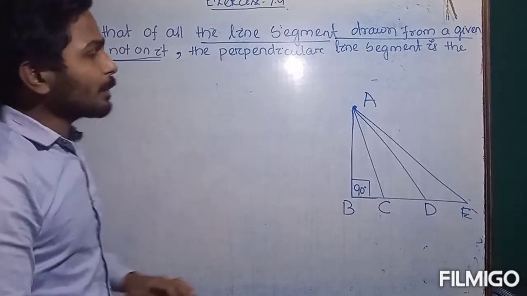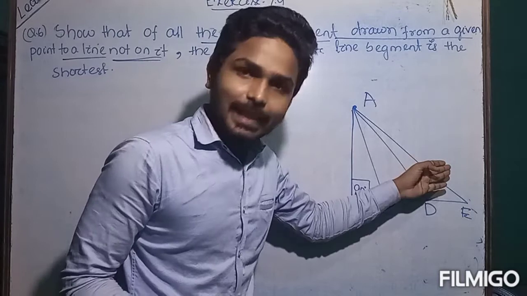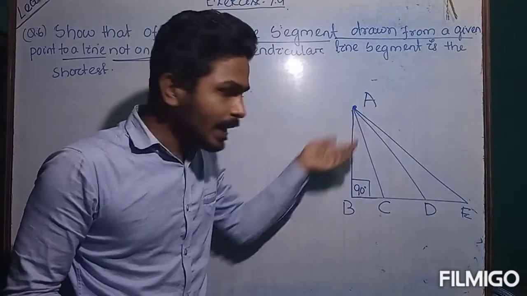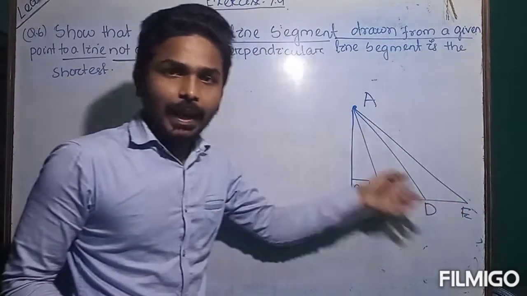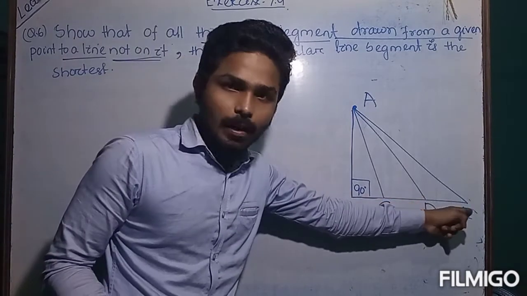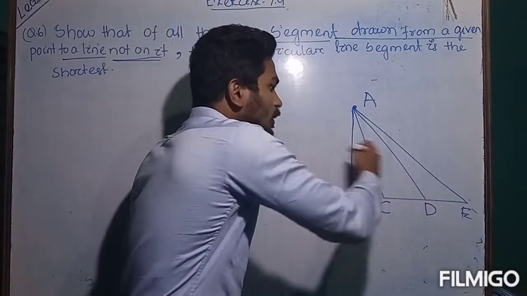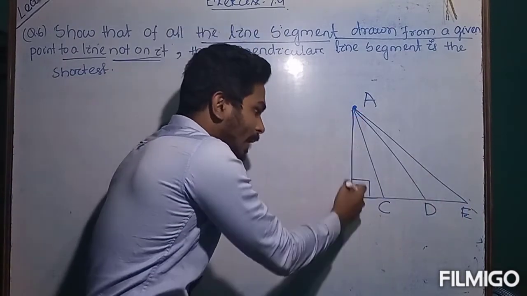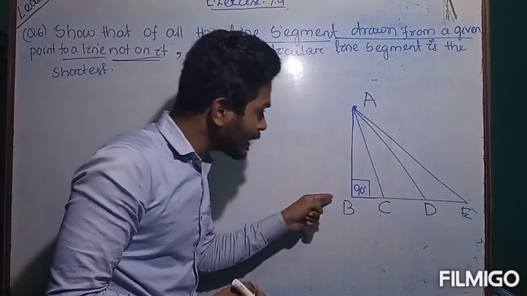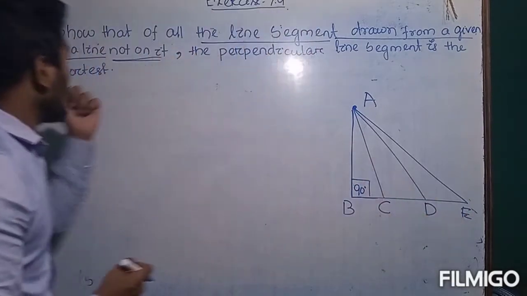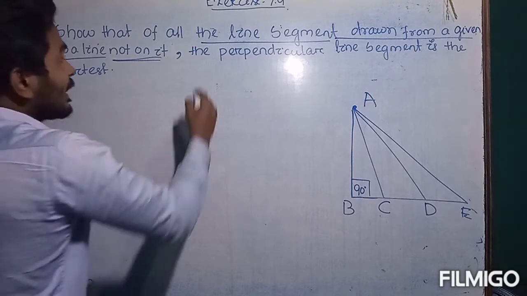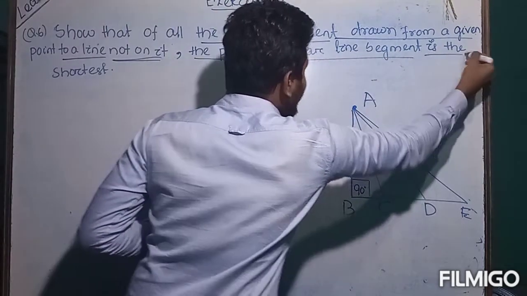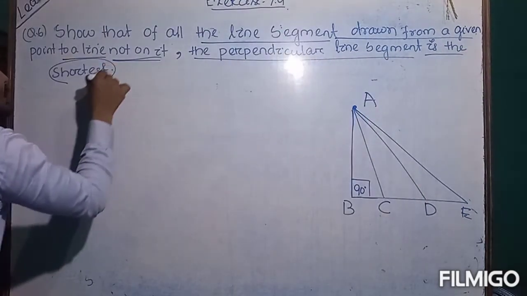So here we have drawn 4 line segments from a given point A to another line. And this point doesn't lie on this line. Now, out of the 4 line segments, let's say one line segment makes an angle of 90 degrees with the base. Now we have to show that the perpendicular line segment is the shortest.